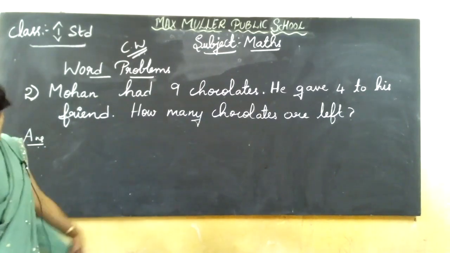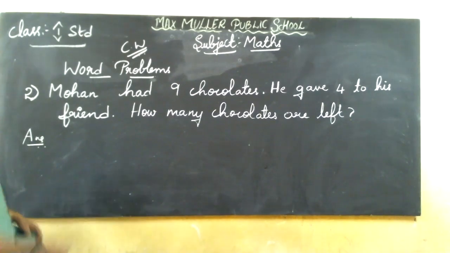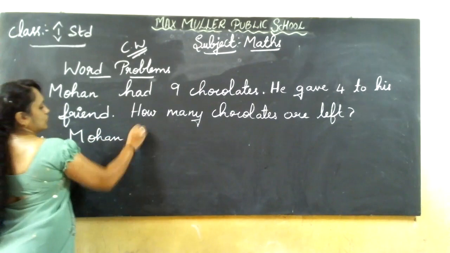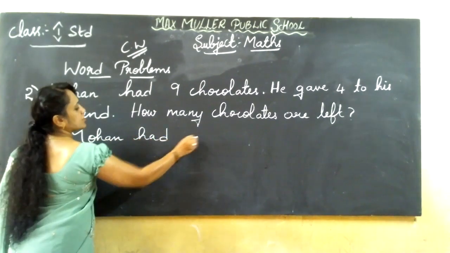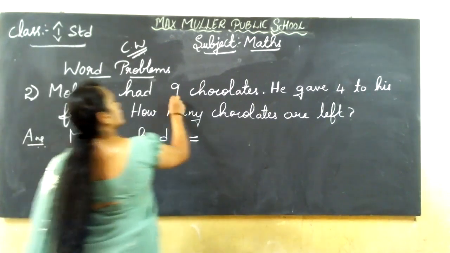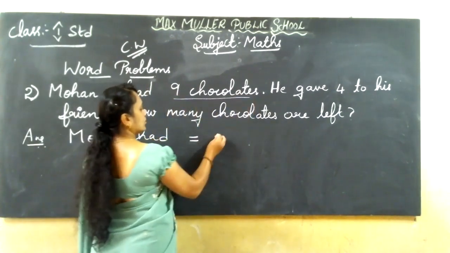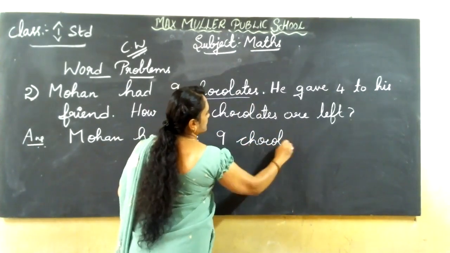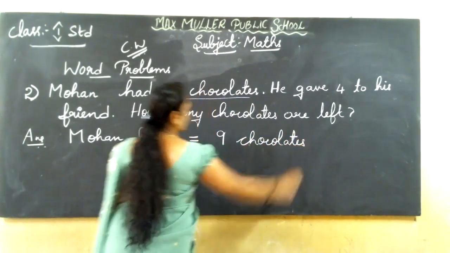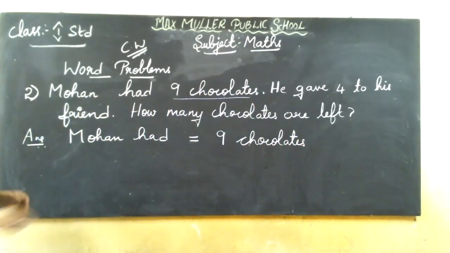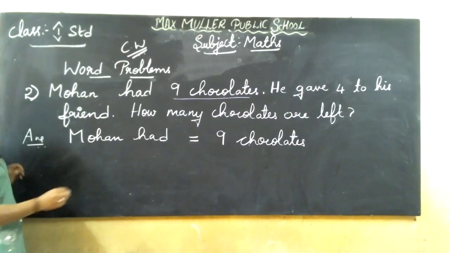Okay, so start the answer now. In the next line, write: Mohan had. How many chocolates is he having? He is having 9 chocolates. So he will be having 9 chocolates with him. How many will he give to his friend? Write in the second line.